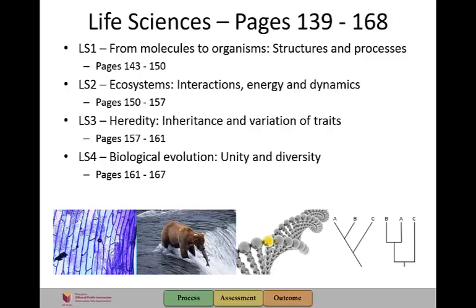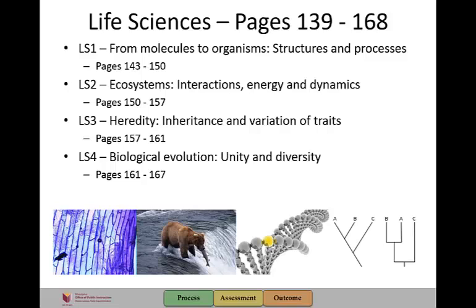The overarching question for this core idea is how do organisms live, grow, respond to their environment, and reproduce? The second core idea is ecosystems, interactions, energy, and dynamics. The overarching question here is how and why do organisms interact with their environment, and what are the effects of those interactions? The third core idea is heredity, inheritance, and variation of traits.